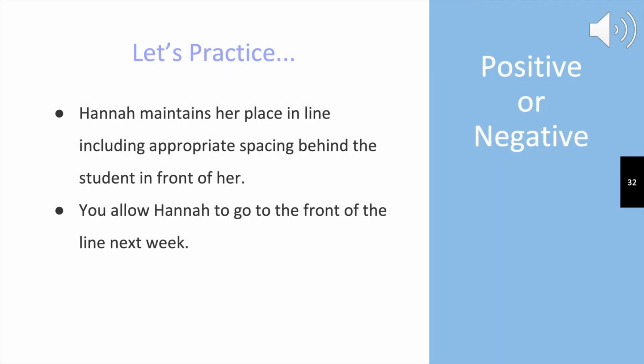Hannah maintains her place in line, including appropriate spacing behind the student in front of her. You allow Hannah to go to the front of the line next. Is this a positive or a negative interaction?